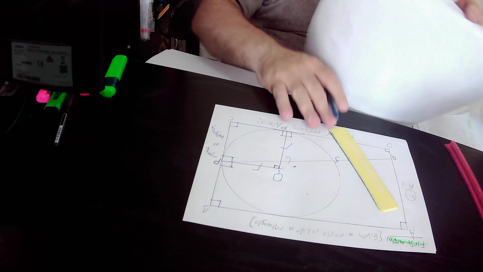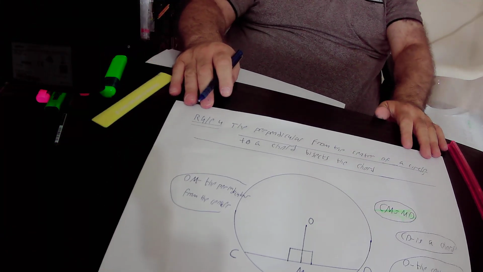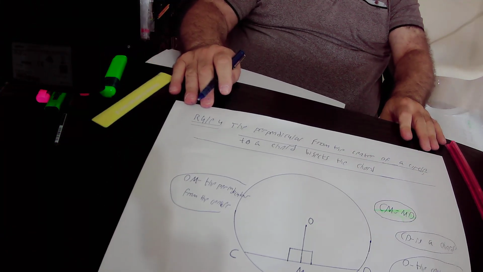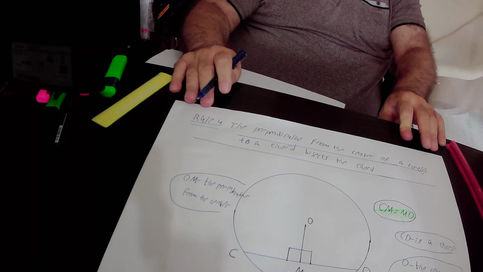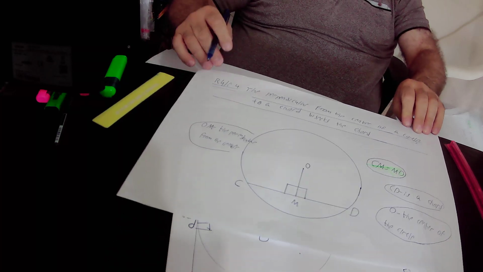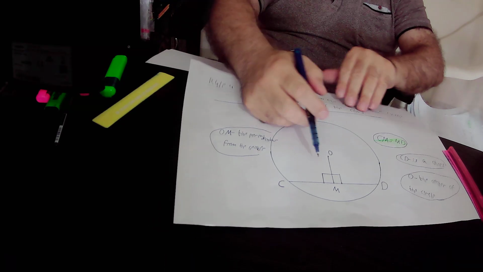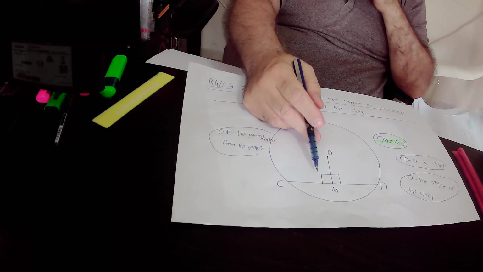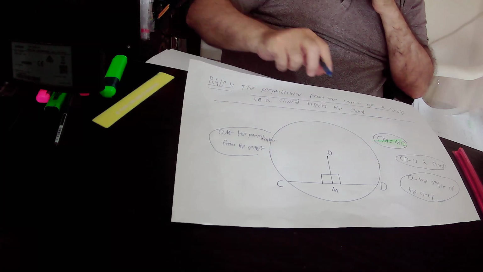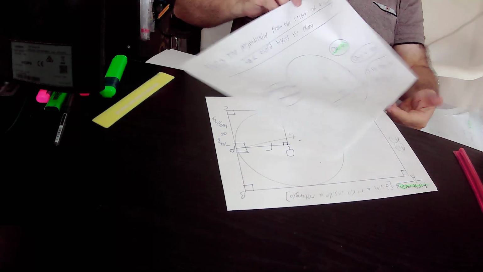rule number 4. According to rule number 4, the perpendicular from the center of a circle to a chord bisects the chord. Here the perpendicular OM to chord CD bisects chord CD. That is to say, CM equals MD. We'll implement rule number 4 in our drawing.